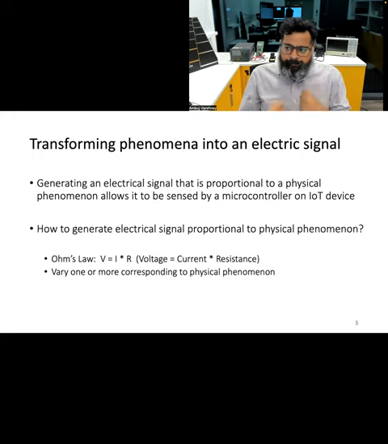For example, a temperature sensor can produce an electrical signal that changes with the ambient temperature. So how do we generate an electrical signal? Let's go back and look at Ohm's law. This dictates the relationship between voltage, current, and resistance. So you can say V equals IR. And if we change one of the parameters in Ohm's law according to the external physical phenomena, we can create an electrical signal that corresponds to this external phenomena. And this is used by many sensors.